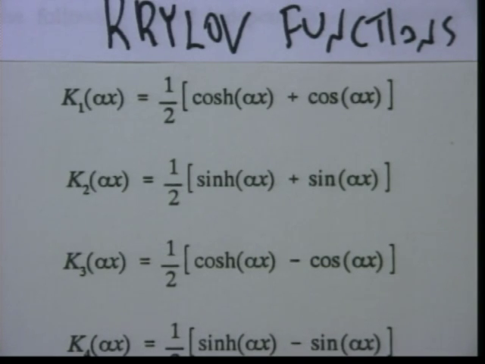Let us calculate K at 0. How much is K at 0? K at 0 is 1, because hyperbolic cosine is 1, this is 1, 1 plus 1 divided by 2 is 1. Now, how much is this one at 0? 0. How much is this one at 0? 0. And how much is this one at 0? 0. Now let us calculate the first derivative of k1.